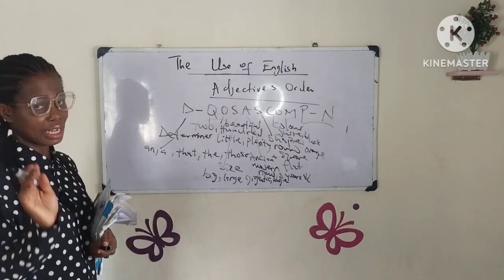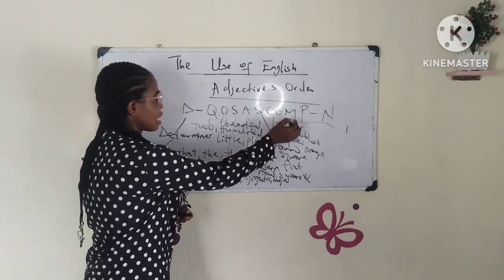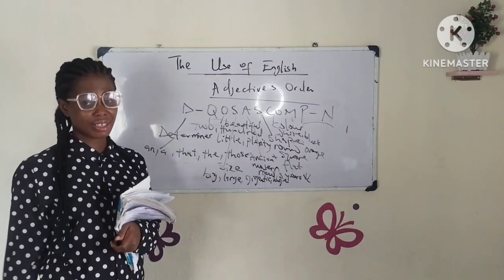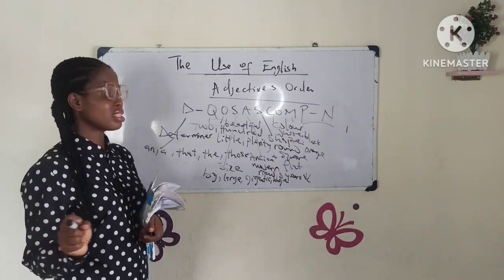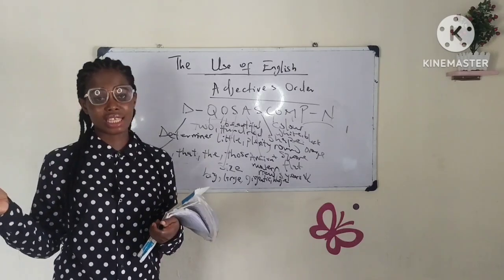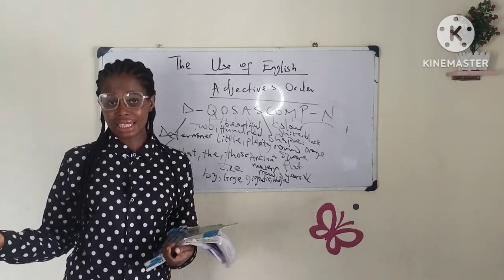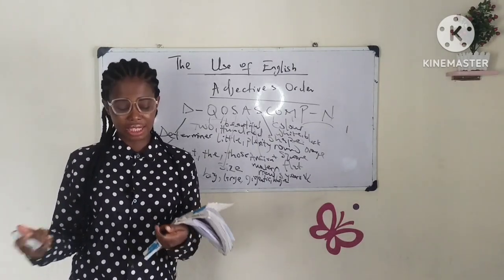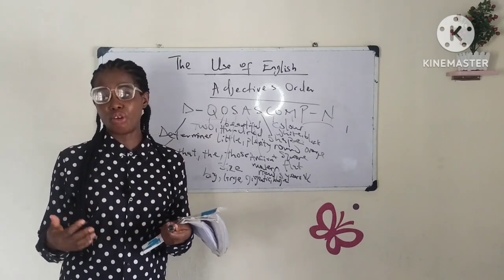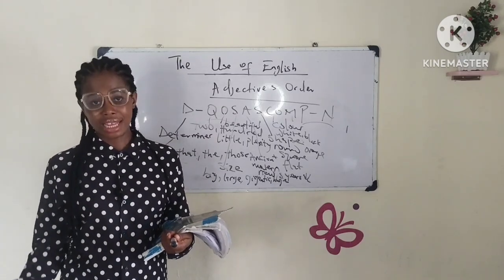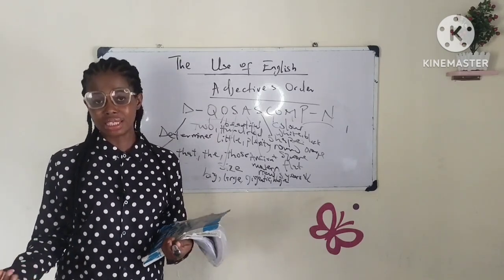Now, after color, the next letter in our mnemonic is M. Okay, now this M stands for material. Material simply means what the thing is made from. What is the noun made from? Is it made from wood? Is it made from silk? Is it made from sand, the earth? What is it made from?